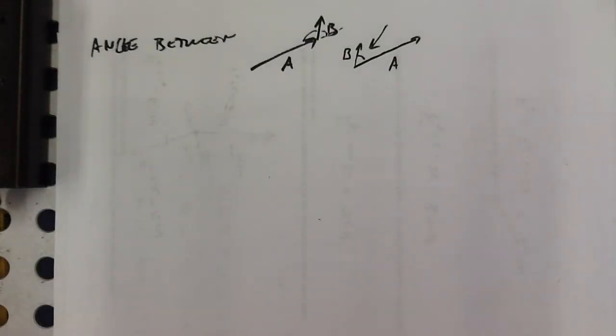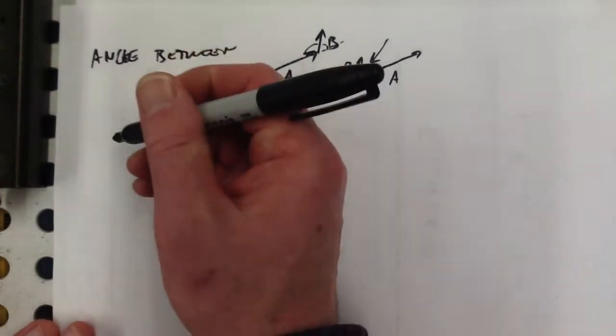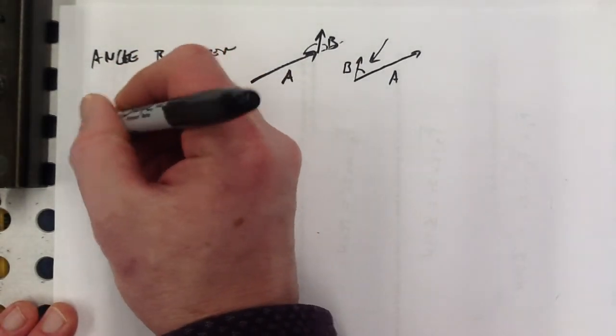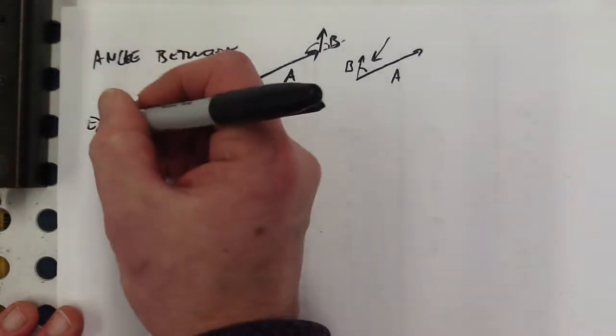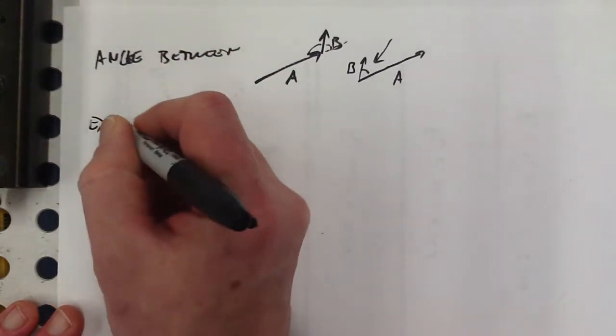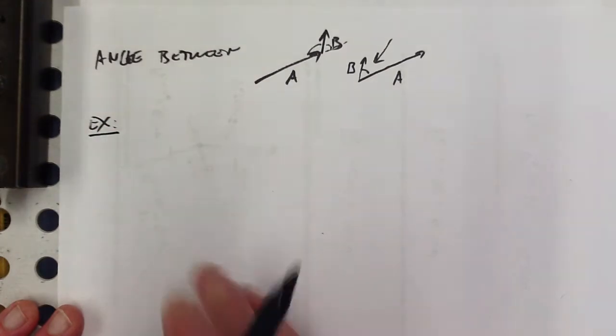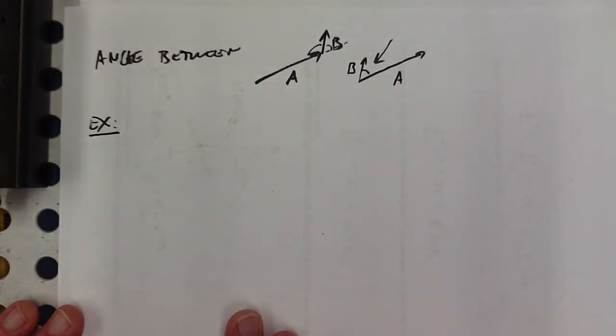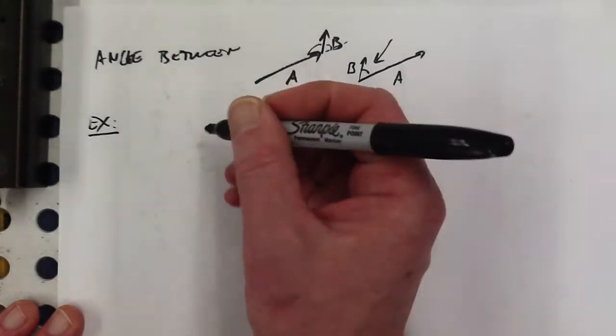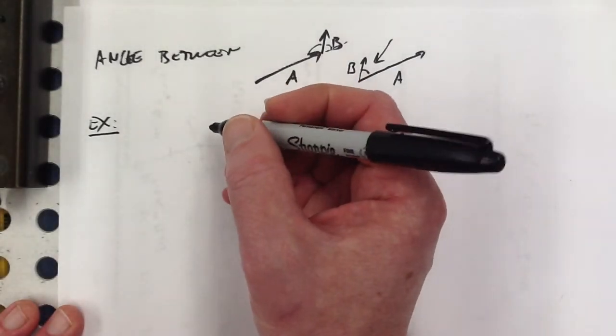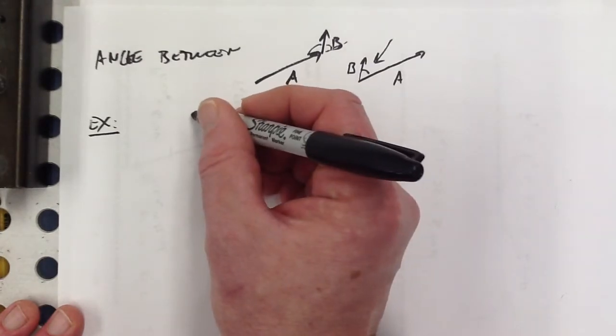So I think I'm going to do a quick example for you. I couldn't really decide whether I wanted to do an example with numbers or just with symbols, you know, where I don't have any numbers. Let's go ahead and do one just with symbols.